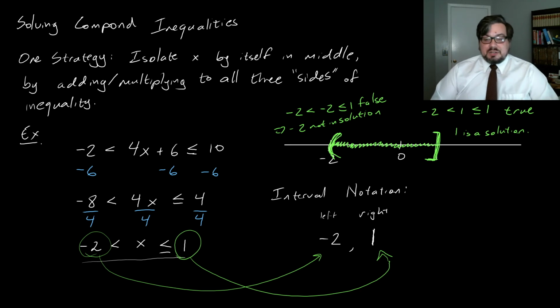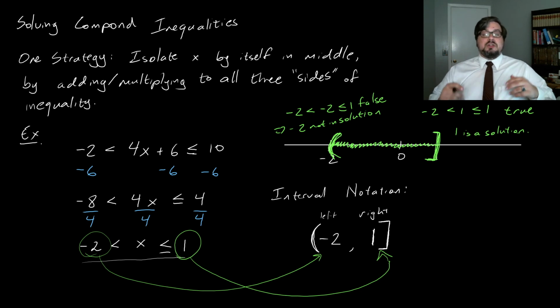The last thing we need to finish off the interval notation is to say what kind of parenthesis or square brackets we have on the two sides. So the same argument, the same thought process that we used for the number line above applies here as well. -2 is not a solution to this inequality. Therefore, it gets a parenthesis. 1, on the other hand, is a solution to this inequality, so it gets a bracket. And so we get this interval here.